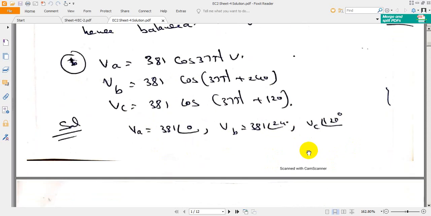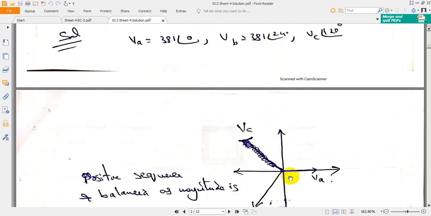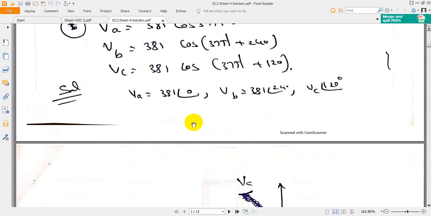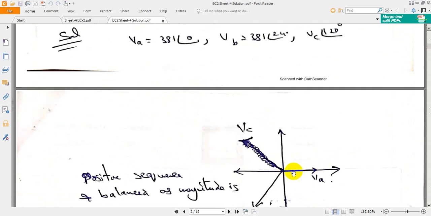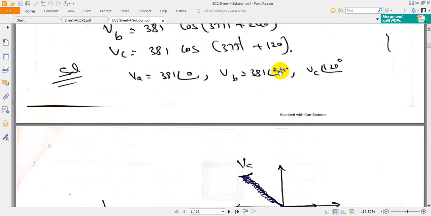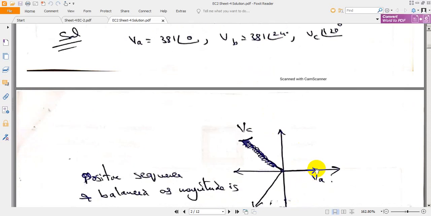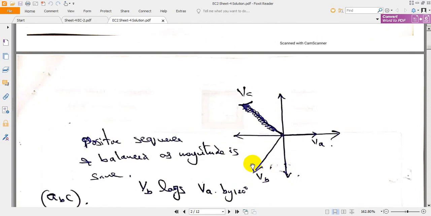To identify the phase difference and phase sequence, let us represent them on a graph. VA is 381, so it is on the x-axis. VA is represented on the x-axis, and from here VB is 240. So if I am representing VB from here, if I move 90 degrees, 180 degrees plus 60 degrees, till here it will be 240. So VB we can represent at an angle of 240 from the positive x-axis.